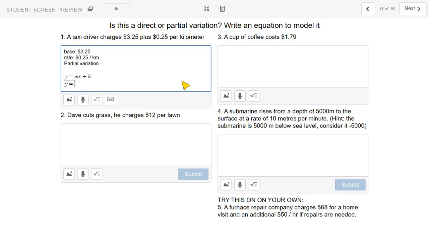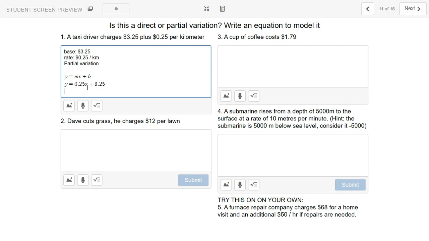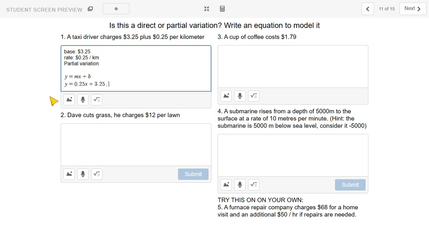So let's substitute the values that we have. We know that m is our rate of change, 0.25. b is going to be our base of $3.25. So y is equal to 0.25x plus $3.25. Now, of course, since we wrote with an x and a y, we need to define what the x and the y are. So we're going to say where x, and we refer to our rate, is the number of kilometers, and y is total cost.